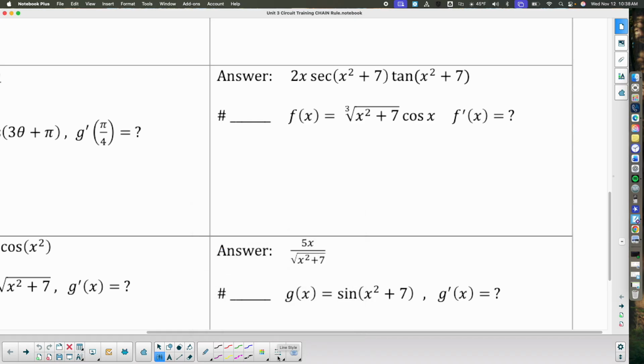Okay, so the first thing I would start with is I've got (x squared plus 7) to the third power. I'm generally always going to write any kind of root as a fraction power, because then I can do power rule. So this is going to be F, my first item. Cosine would be G.